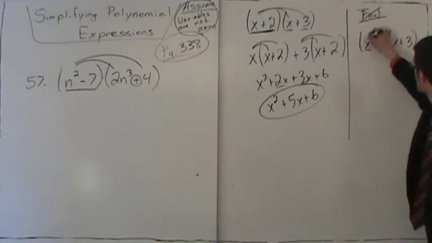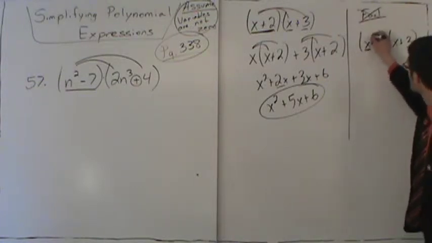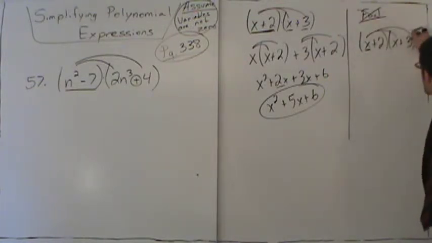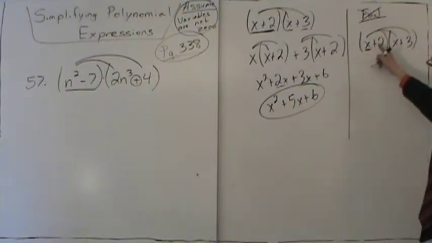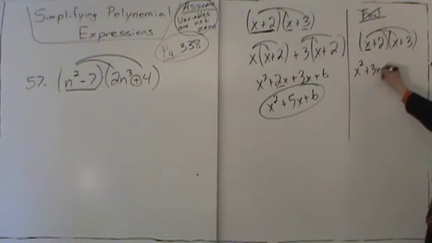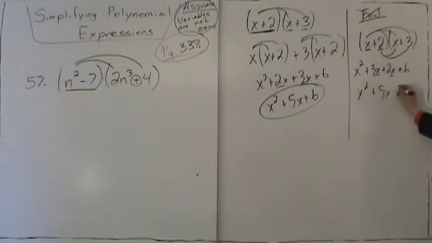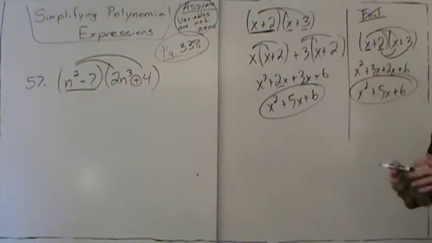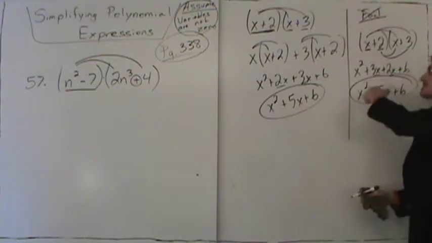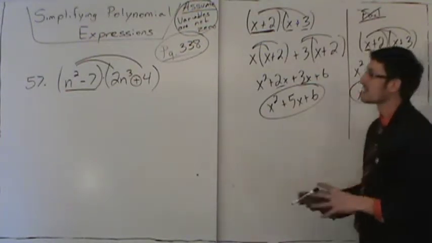Take the first term, x, and multiply by both. So we take x times x and get x squared, x times 3 and get 3x. Now take the second term, which is 2, and multiply by both. So 2 times x is what? 2x, and 2 times 3 gets 6. And we finally get x squared plus 2x plus 3x, which is 5x plus 6. And you're done. So you see that this is much faster. This saves a step, so this saves time.